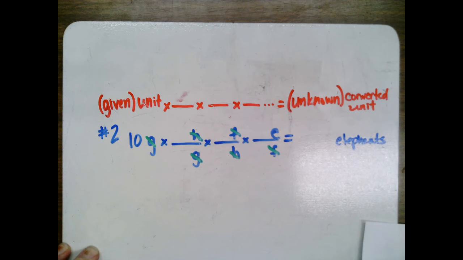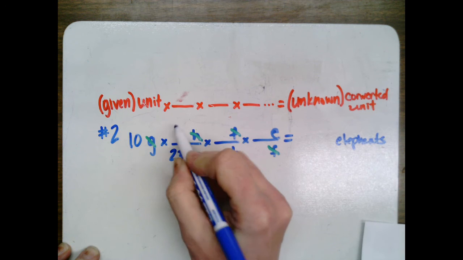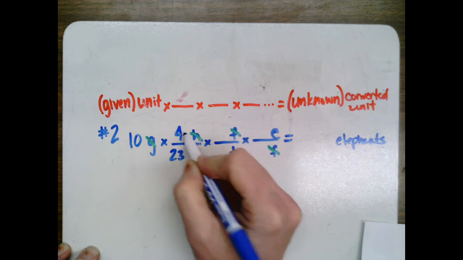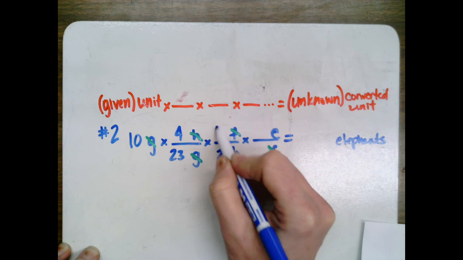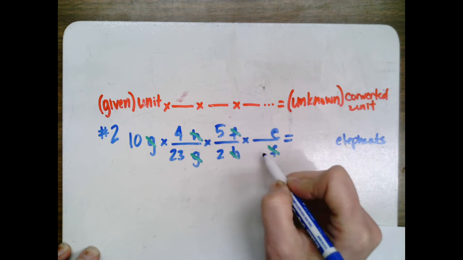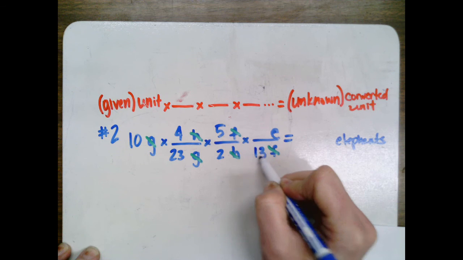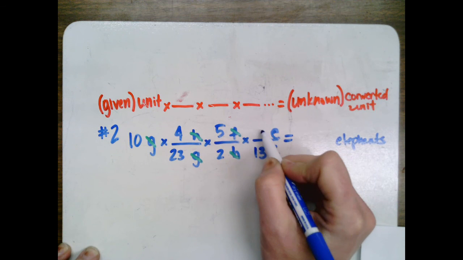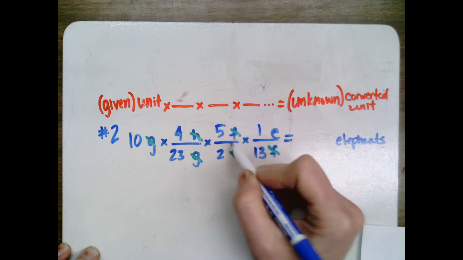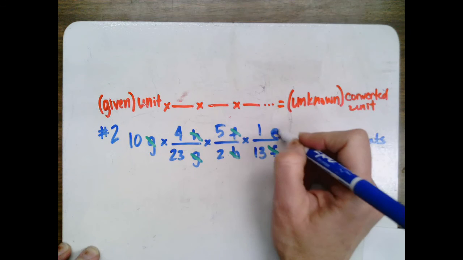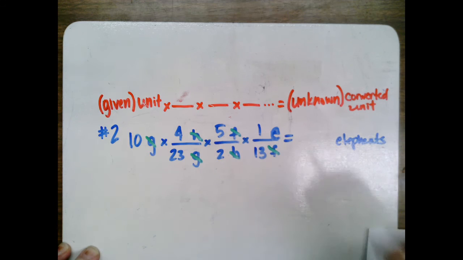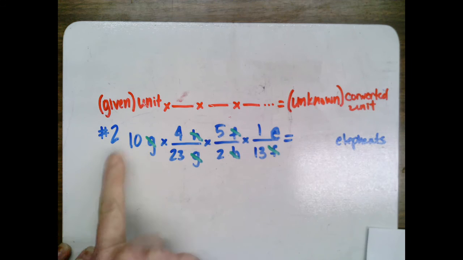Now, obviously, you're going to need to throw some numbers in here and do some computations. So we got 23 and 4 horses: 23 gorillas to 4 horses, 2 horses to 5 farmers, 13 farmers to 1 elephant. These particular ratios have been given to me in the word problem itself. So I draw those out, get my elephants, solve across the top.